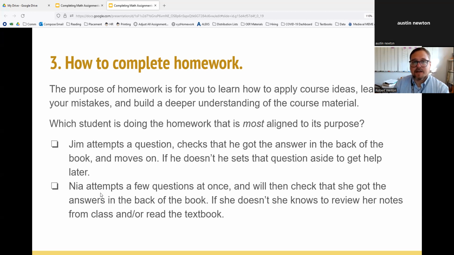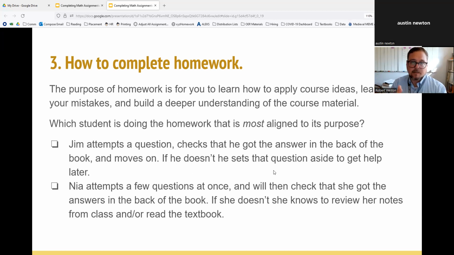Nia is not just nitpicking this question and this answer, but more generally asking, do I get this concept? Do I get this whole idea, this computation, whatever it is? That's something about homework that I think many students will do, is they'll just do the minimum to answer all those questions without really connecting, like, what are these bigger ideas?